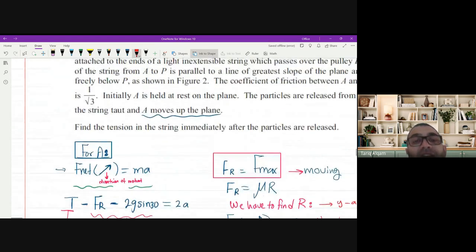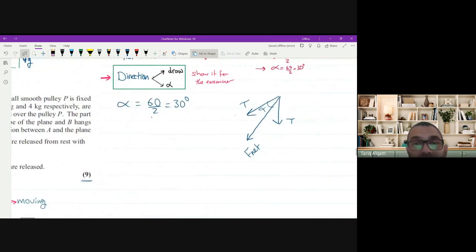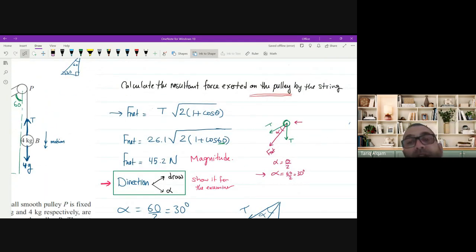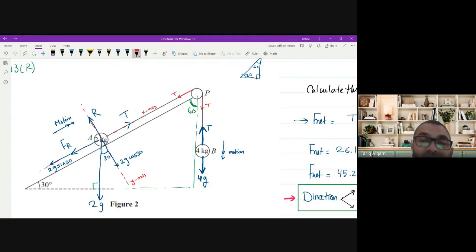Okay. This is a very common idea about a system of two particles. You might be asked to calculate the resultant force on the pulley by the string. Now the pulley is being affected by two tensions, tension in this way, and tension in this way. Now I have to find the angle between the two tensions. I have to find this angle, by the way. This is 30. This is 90. So this angle should be 60.